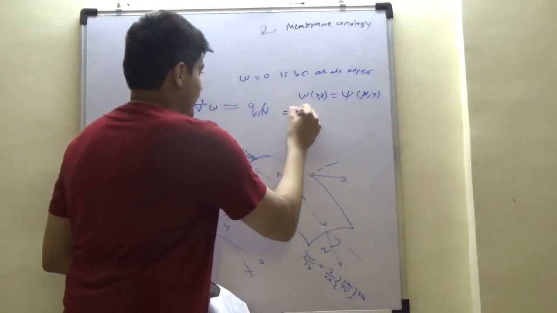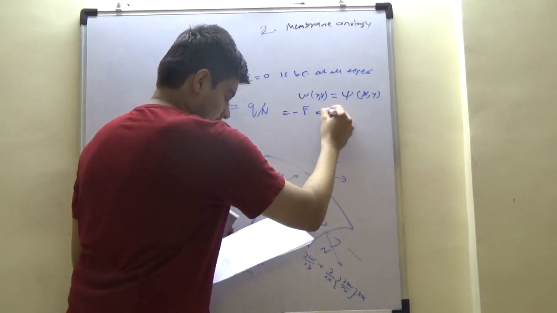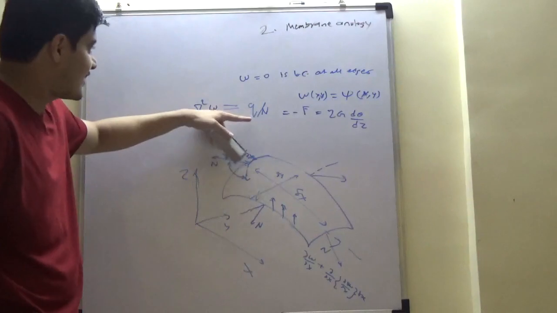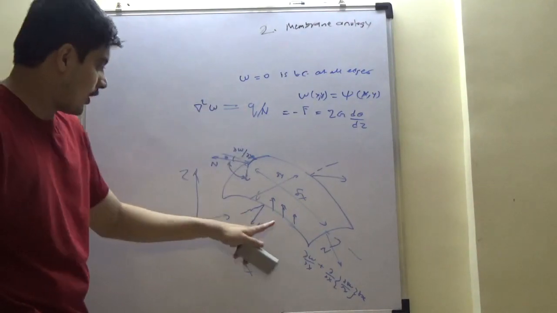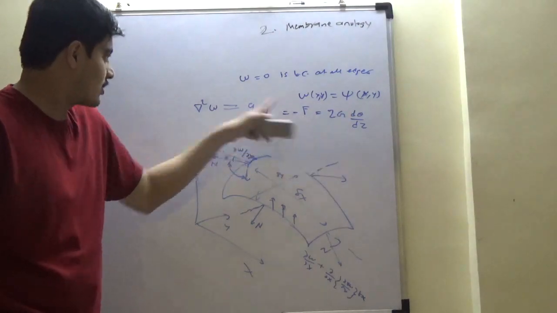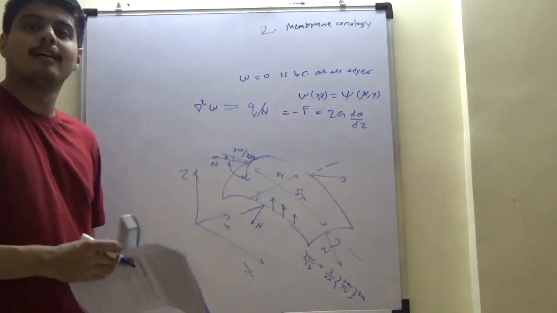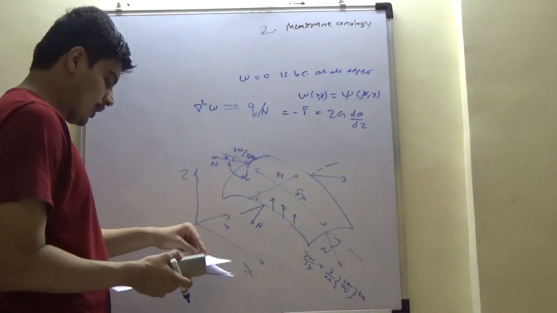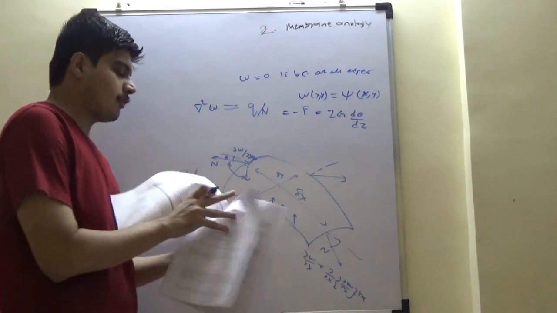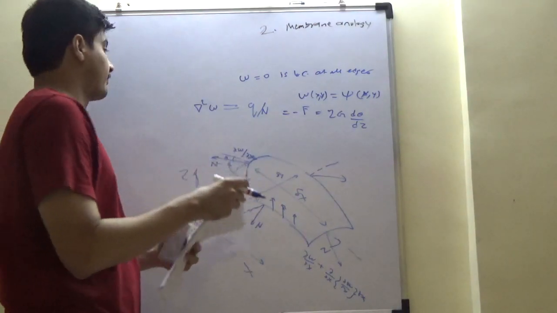So Q by N is nothing but minus F, which is nothing but 2G d theta by dz. So he said it is equivalent to a torque. What a membrane sees as load by normal reaction is nothing but that constant force, which is 2G theta dash. So you can use this to solve your problems. And this was one of the beautiful analogies which has helped the world.